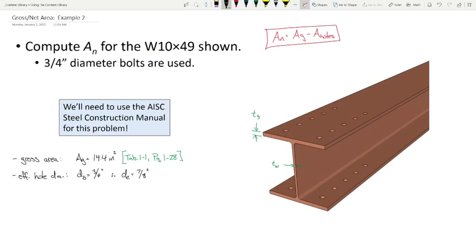What is the flange thickness? So we'll say flange thickness. What is the flange thickness for a W10 by 49? Nine-sixteenths. Did you say 9/16? Yeah. Okay. Zero point five six. We use design dimensions, not detailing dimensions.